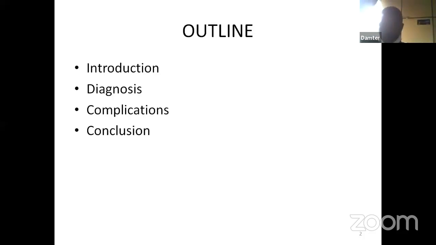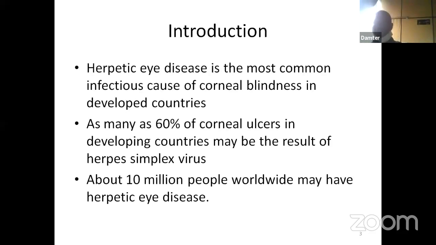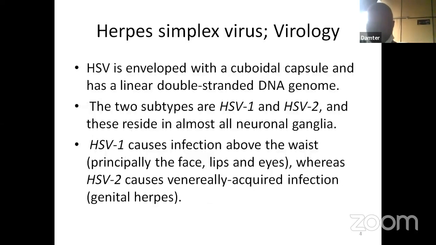Okay, so based on the introduction, herpetic eye disease is the most common infectious cause of corneal blindness in the developed countries. As many as 60% of corneal ulcers in developing countries may be the result of herpes simplex virus, and about 10 million people worldwide may have herpetic eye disease.